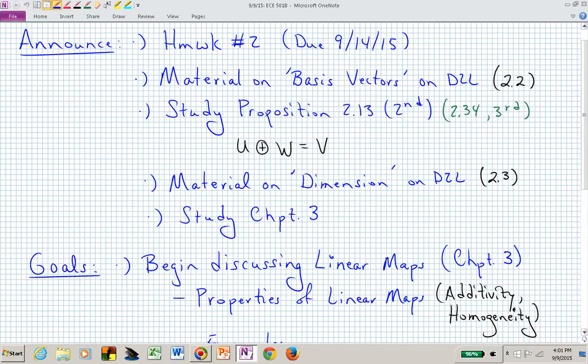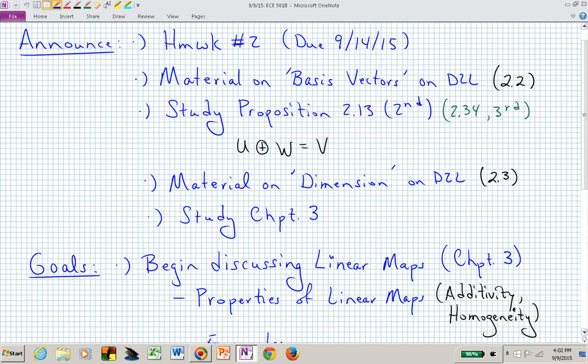But again, there's additional material now on basis vectors. How do you reduce a spanning list of vectors to a set of basis vectors? How do you expand a set of linearly independent vectors that don't yet span the entire space? So how do you extend vectors to form a set of basis vectors? That's section 2.2. Dimension is now trying to clear up some of the concepts with notation, and what we really mean by dimension.